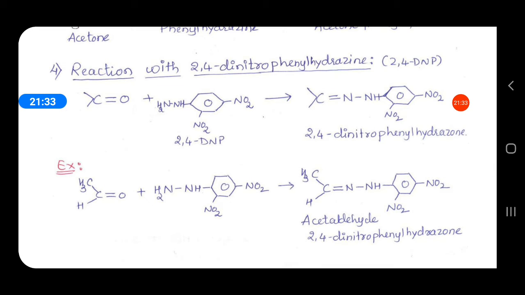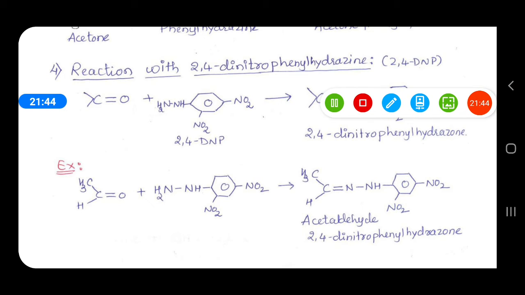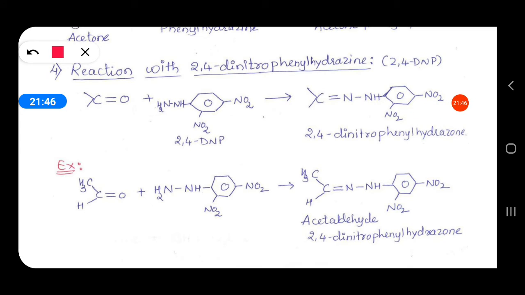Reaction with 2,4-dinitrophenylhydrazine. So it is again another derivative of ammonia. In place of H, 2,4-dinitrophenyl is added. 2,4-dinitrophenyl in place of ammonia. So in hydrazine, a phenyl group, the 2,4-dinitrophenyl group is added. So it is called 2,4-DNP.